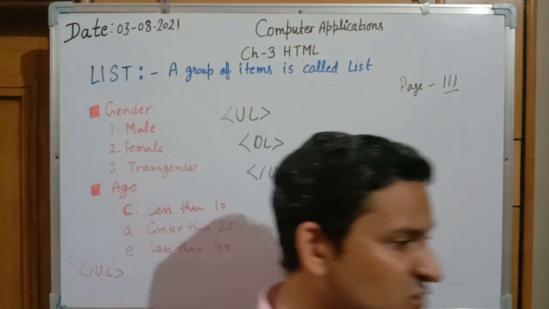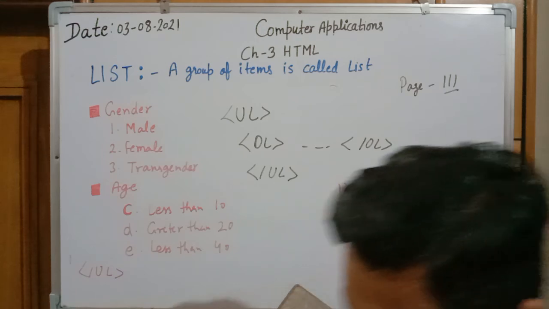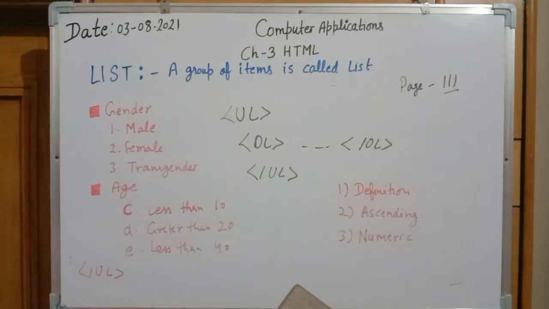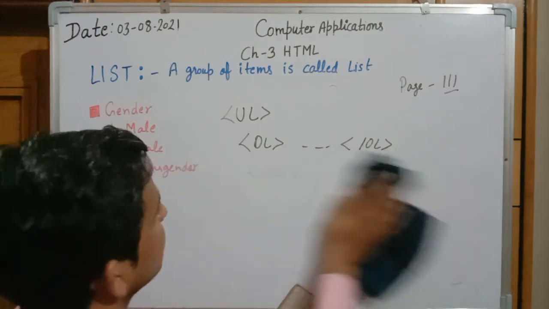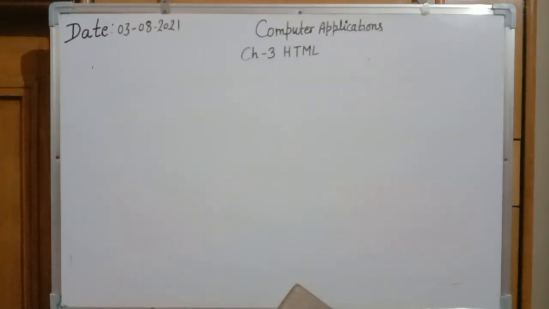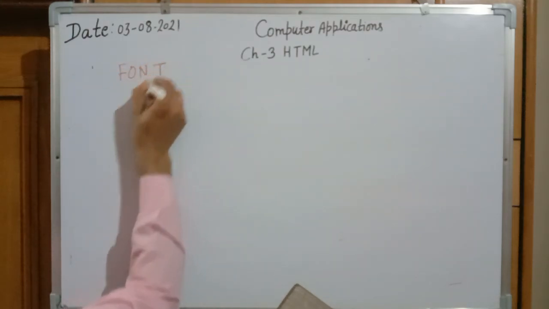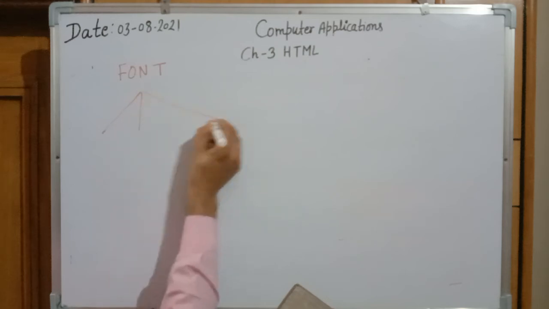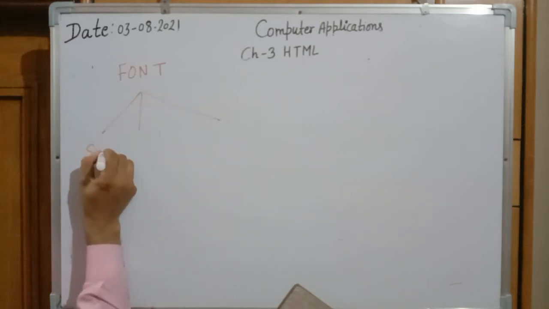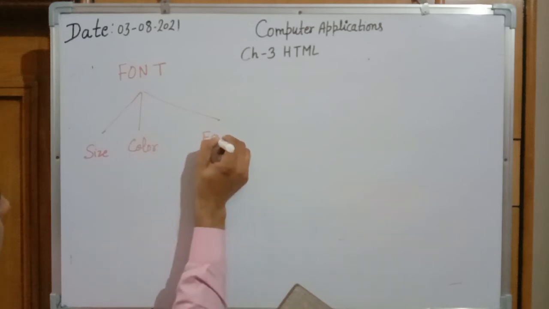Afterward, our last topic is pending, that is related to the font. So font can have multiple values, font can have size, font can have color, or font can have face. So 3 attributes are there for font. Topic is now font. Font has basically 3 attributes. One is font size, one is font color, and one is font face.